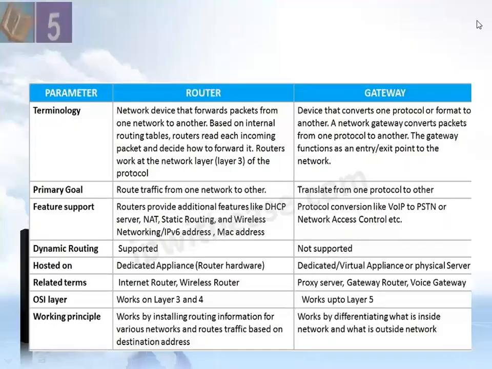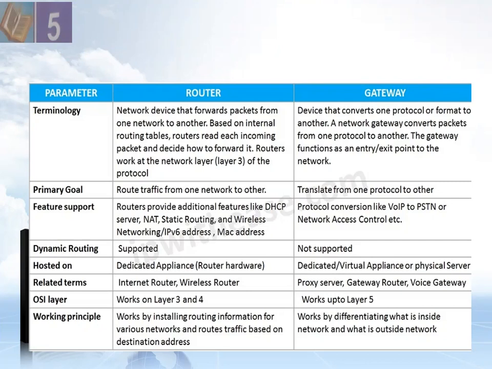A router is a network device that forwards packets from one network to another based on an internal routing table. Routers read each incoming packet and decide how to forward it. Routers work at the network layer, layer 3, of the protocols. And a gateway is a device that converts one protocol or format to another. A network gateway converts packets from one protocol to another. The gateway functions as an entry-exit point to the network. So a router routes traffic from one network to another, and a gateway translates from one protocol to another.